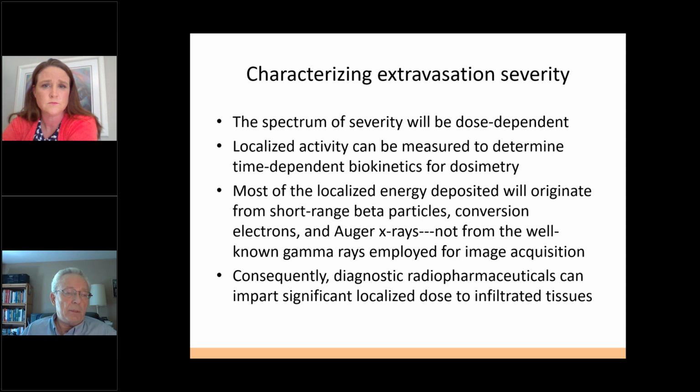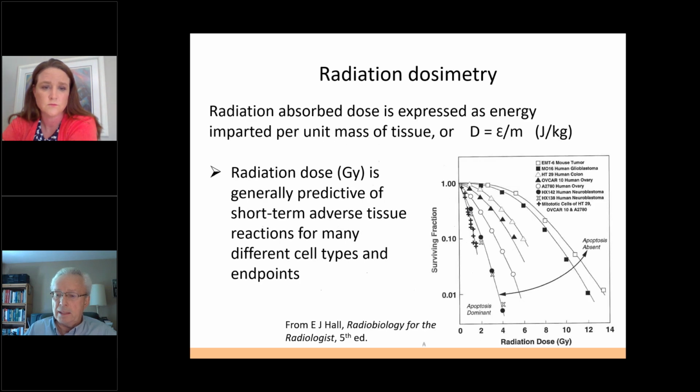Many persons assume that diagnostic pharmaceuticals cannot impart sufficient energy to local tissues to be of concern. However, we see that that is not necessarily the case.